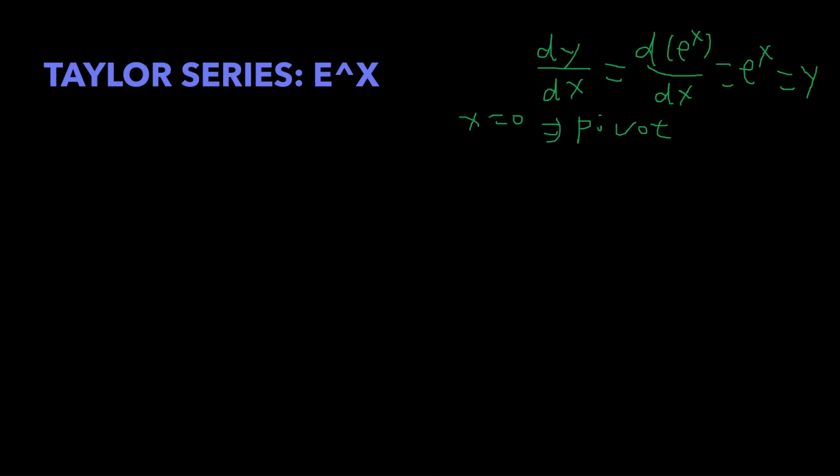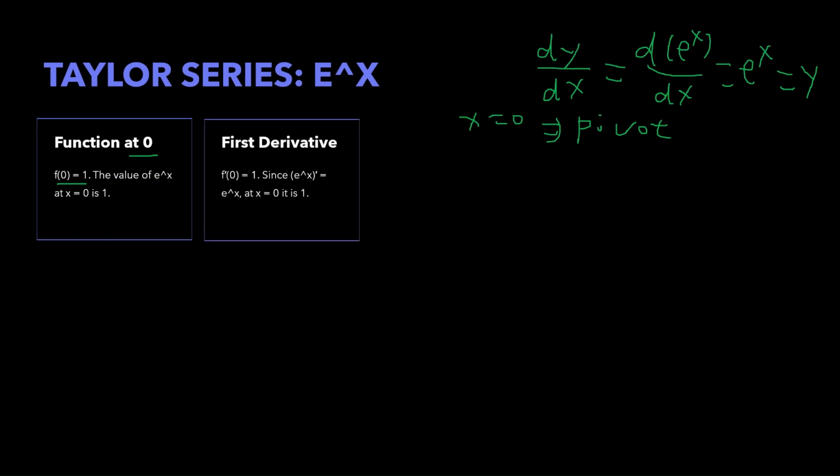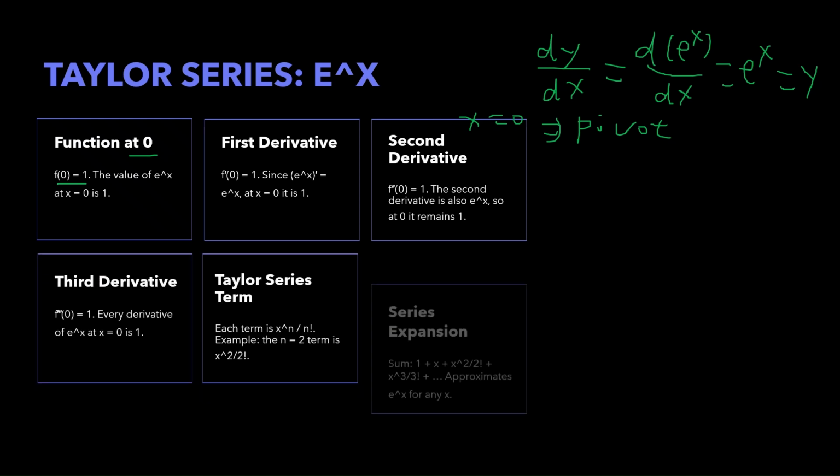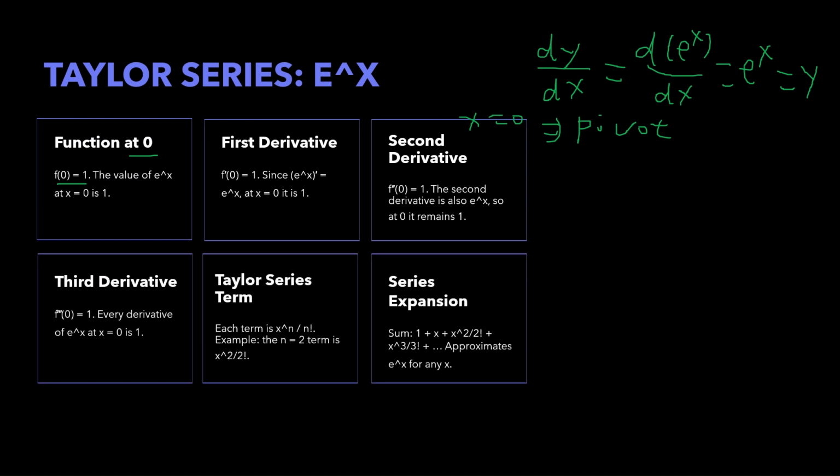Okay, so let's see what happens. You see the function at zero, f(0), is 1. Why? Because any number to the power of 0 is 1. Indeed, we will know that the derivative, regardless of how many derivatives, at the point 0 is always 1. Okay, let's keep going. So the first derivative is 1, the second is 1, the third is 1, and so on, and so on.